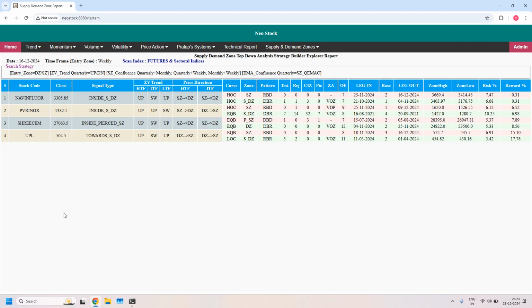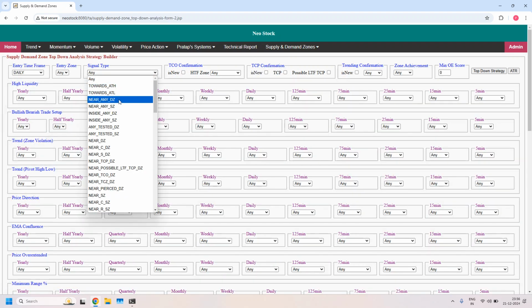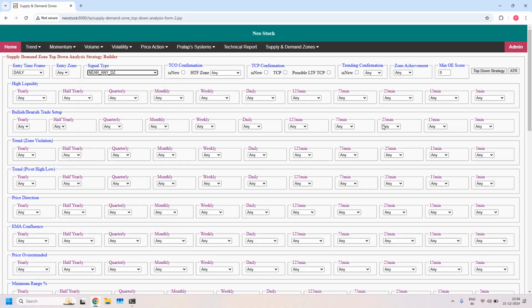If any supply zone is pierced, ignore that stock. We have to always look into the pierced count. See, the third one we can ignore. It is a pierced zone. Okay, this is about weekly time frame. Next time frame is daily. Entry time frame daily. Let us find the stocks near the daily demand zone.